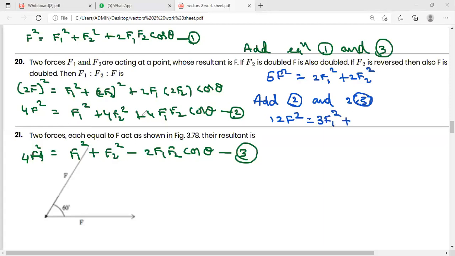3F1 square plus 4F2 square plus 2F2 square, totally 6F2 square. 4F1 F2 cos theta, if you multiply with 2 minus 4F1 F2 cos theta, both of them will be cancelled. So by dividing it with 3 everywhere, you just will get 4F square equal to F1 square plus 2F2 square. Let me consider this is equation number 4 and this is equation number 5.